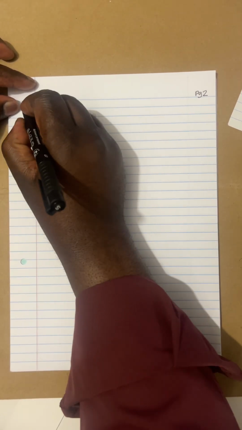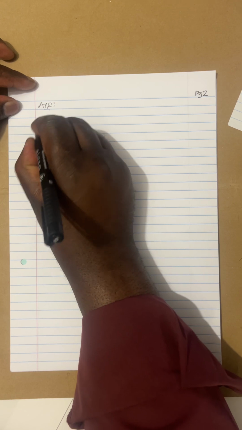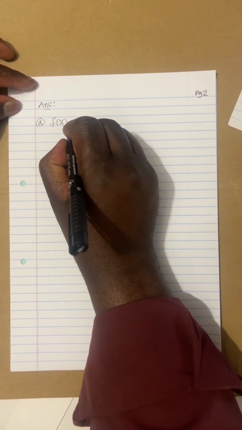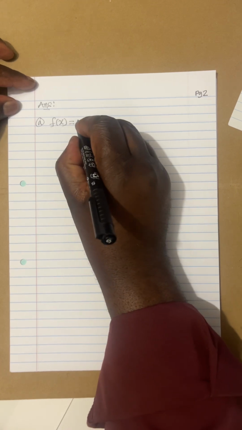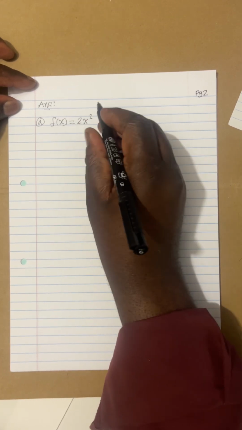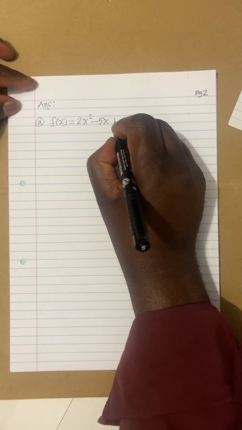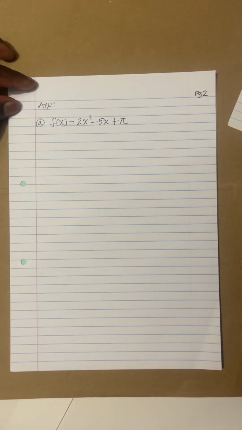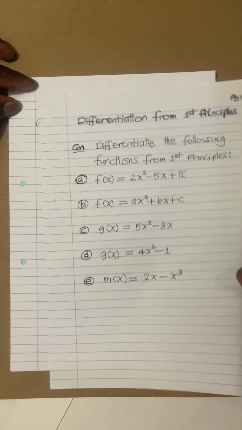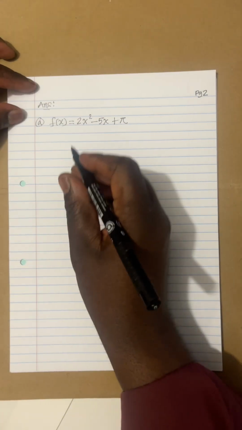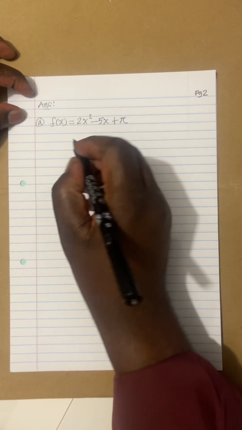This is our question for today. A, we have f of x is equal to 2x squared minus 5x plus pi. There you go, 2x squared minus 5x plus pi. So our solution starts as follows.